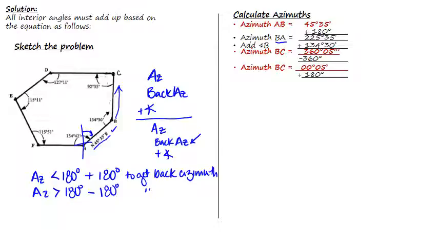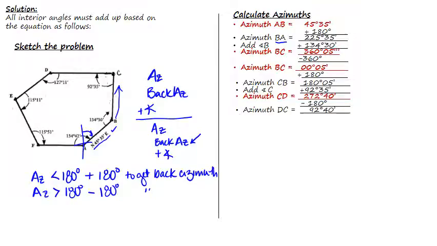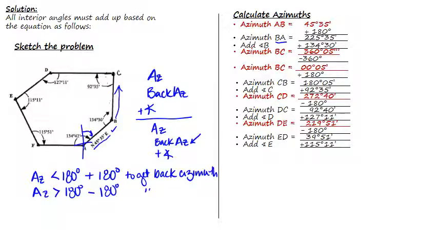It's less than 180, so we're going to add 180 to get the back azimuth from C to B. We're going to add the angle and get an azimuth from C to D. It's greater than 180, so we're going to subtract 180 to get the back azimuth from D to C. We're going to add the angle at D, and we're going to get the azimuth from D to E. Now, it's greater than 180, so we're going to subtract 180 degrees, and then we're going to get the back azimuth from E to D. We're going to add the angle at E to get the azimuth from E to F.